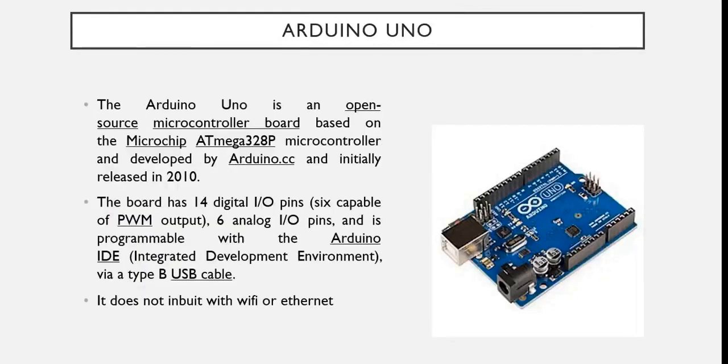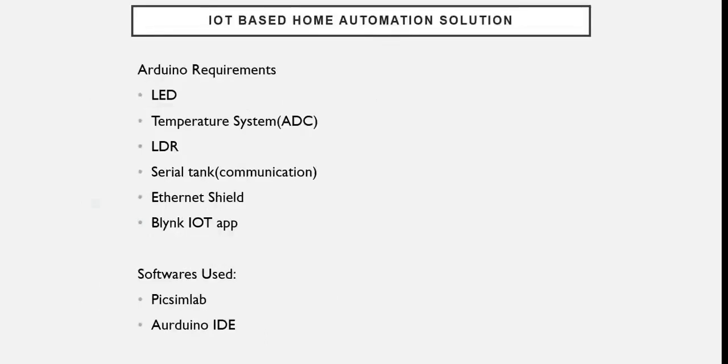And we next learned about the Arduino Uno. Arduino Uno is an open source microcontroller board based on the Microchip ATmega328P microcontroller, developed by Arduino.cc and initially released in 2010. The board has 14 digital input output pins, of which six are capable of pulse width modulation output, and six analog input pins, and is programmable with the Arduino IDE, integrated development environment, via a Type B USB cable. It does not have built-in Wi-Fi or Ethernet.